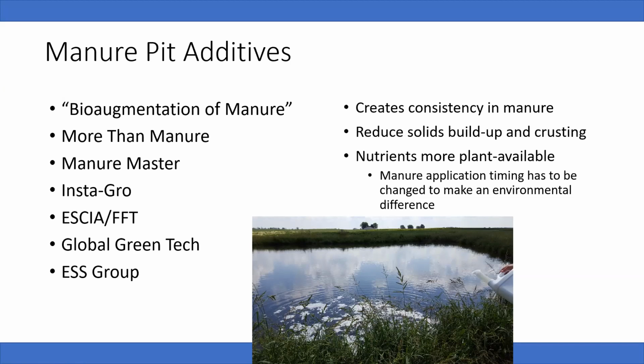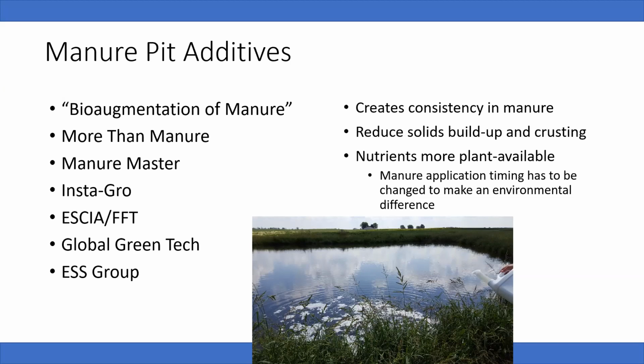So we did a lot of studies with them, and there are definitely good uses of manure pit additives. But what we found through all that research is it really does make the nutrients more plant available. So we saw a lot of the organic nitrogen and a lot of the organic form of phosphorus, or the solid form of phosphorus, go into a more dissolvable form. So it really increased that nutrient availability of nitrogen and phosphorus. So that really creates kind of an issue.